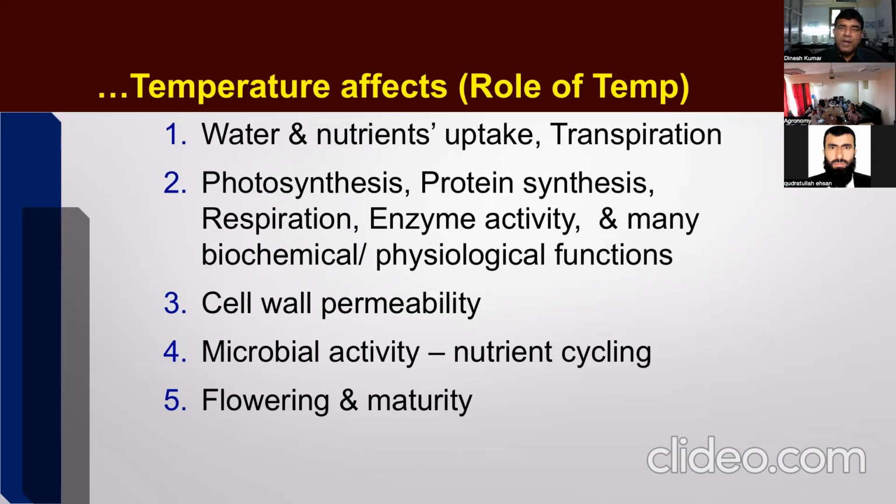So naturally, if you get ideal, optimum temperature, then all these biochemical functions will be done normally by the plant. If temperature is adverse, too high or too low, then these activities of enzyme, protein synthesis, respiration, and photosynthesis will all be affected adversely. So adverse temperature will reduce plant growth by affecting these physiological or biochemical processes. Next is cell wall permeability.